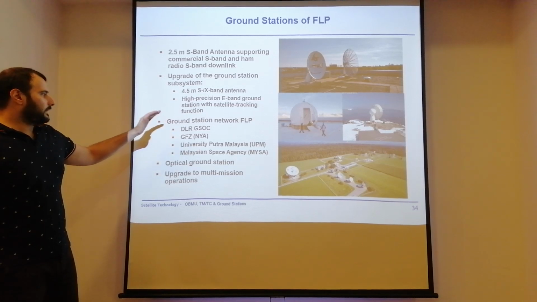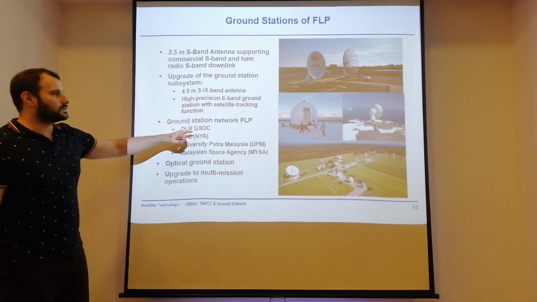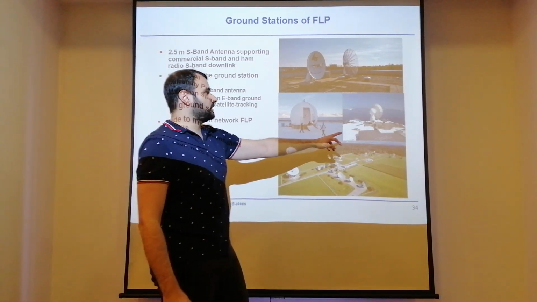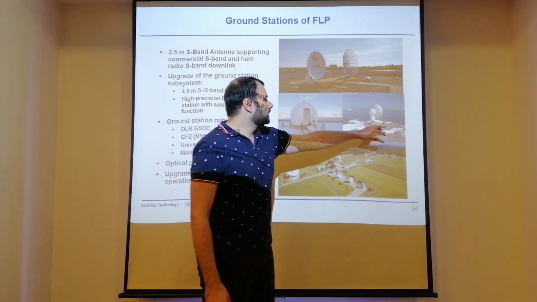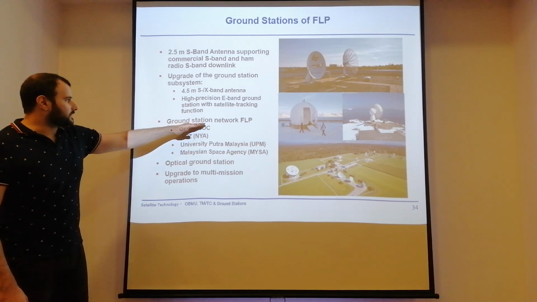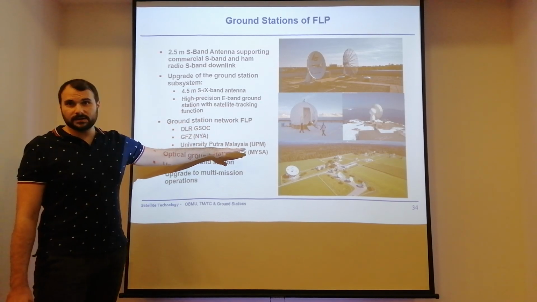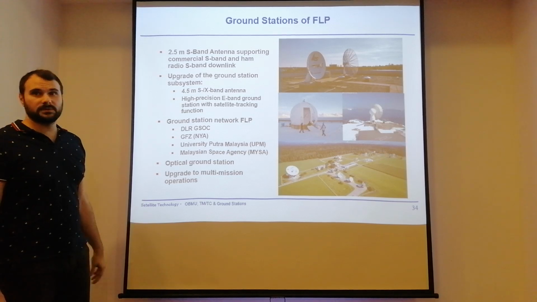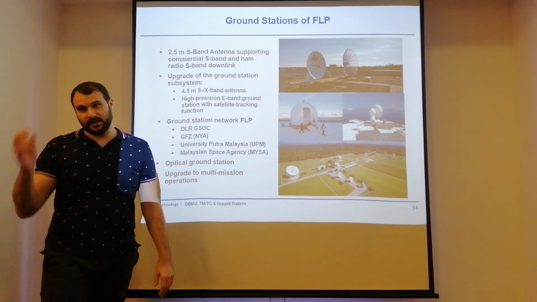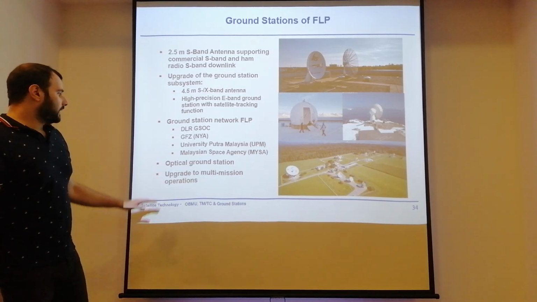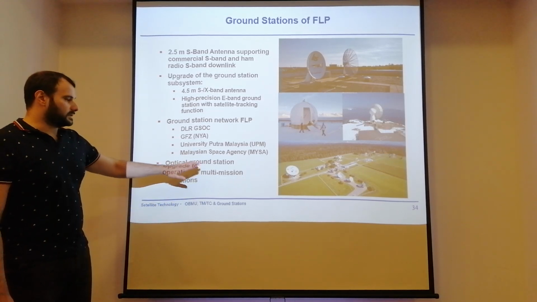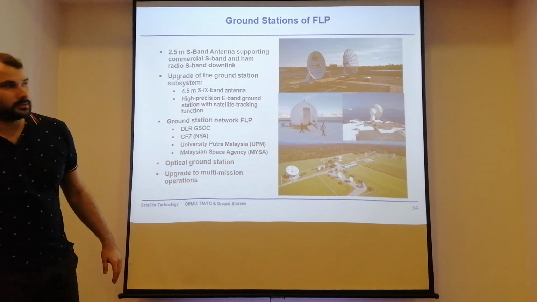And I forgot to mention the DLR GSOC is also giving access to its ground station network, which is worldwide. One example is here the O'Higgins station in Antarctica. And for the Flying Laptop ground station network we also use the UPM antenna right in Serang for S-band reception, and the antennas by the Malaysian Space Agency on my side, Banting. Flying Laptop also uses several optical ground stations and is now being upgraded to a multi-mission operation.